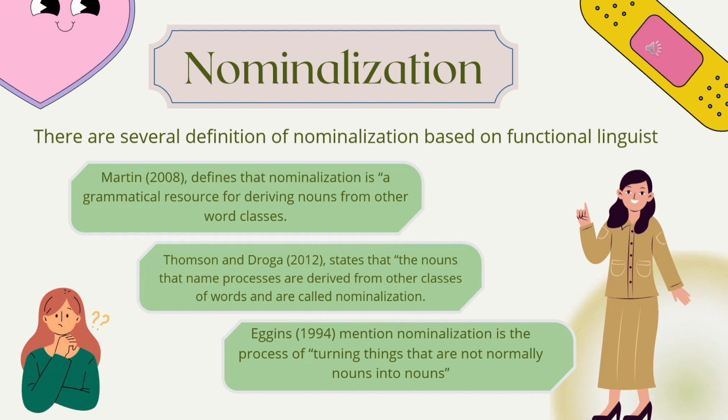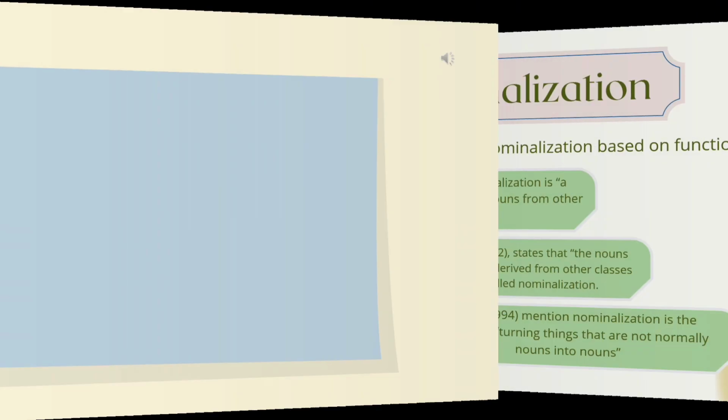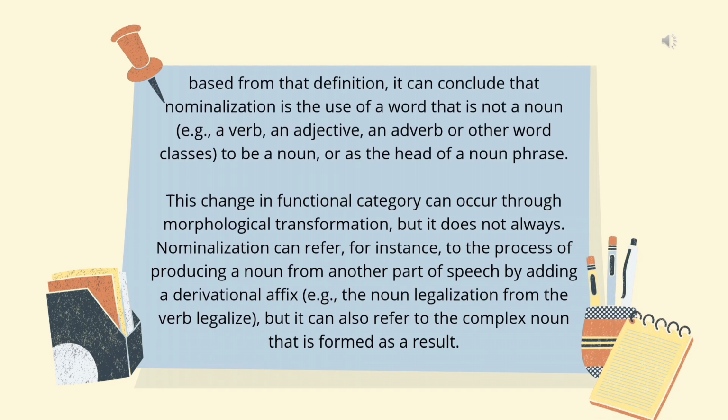The third is from Eggins in 1994. He mentioned that nominalization is the process of turning things that are not normally nouns into nouns. Based on those definitions, it can be concluded that nominalization is the use of a word that is not a noun, for example a verb, an adjective, or other word classes, as a noun, or as the head of a noun phrase.